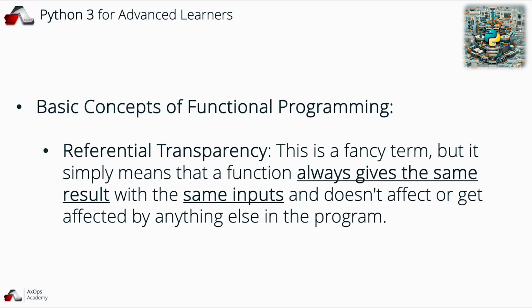Now, this is a fancy term on the surface of things, but it simply means that a function always gives the same result with the same inputs and doesn't affect or get affected by anything else in the program. For example, if you have a function that calculates the square of a number, it will always give the same result for the same number provided to it as an input.